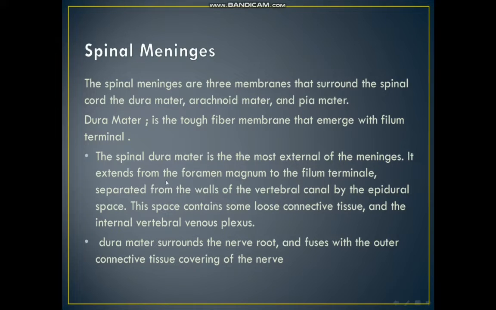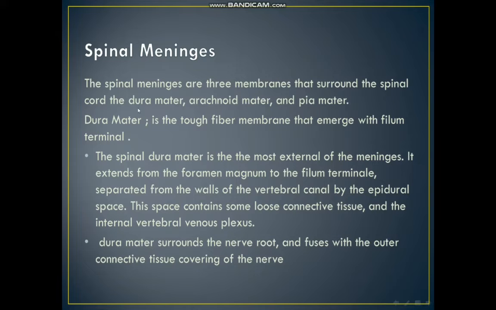It extends from the foramen magnum to the filum terminale, separated from the walls of the vertebral canal by the epidural space. This space contains some loose connective tissue and the intervertebral venous plexus, and also some blood vessels and fat, to prevent damage from the outer environment to the spinal cord. Here we can see the dura mater surrounds the nerve root and fuses with the outer connective tissue covering the nerve.